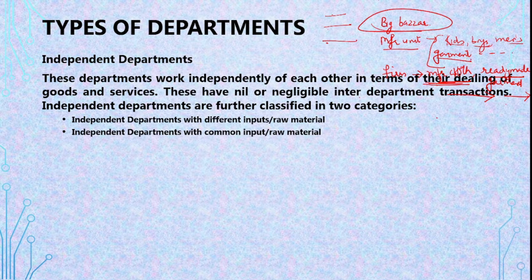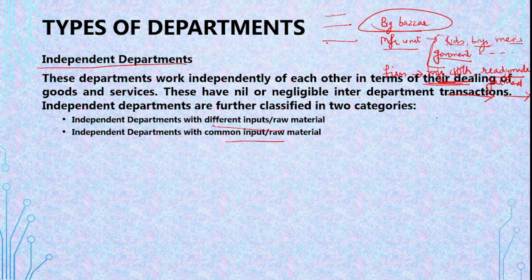But when you have a manufacturing unit, where kids, boys, men's garments are being manufactured and sold, again, these are separate units. You are dealing with different product lines, but you have a common raw material here. The cloth might be purchased. Some of the things might be common. So we have independent departments, but these independent departments may fall in two categories. Some of them may have different raw materials and some may have a common raw material.